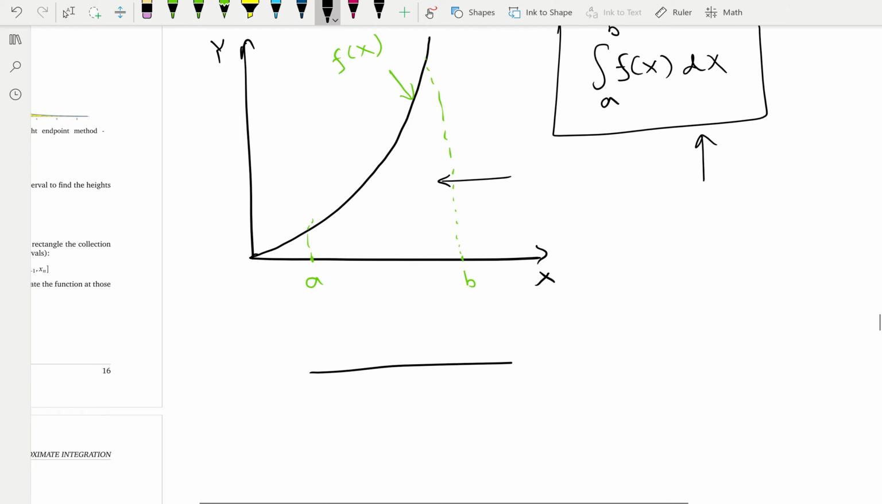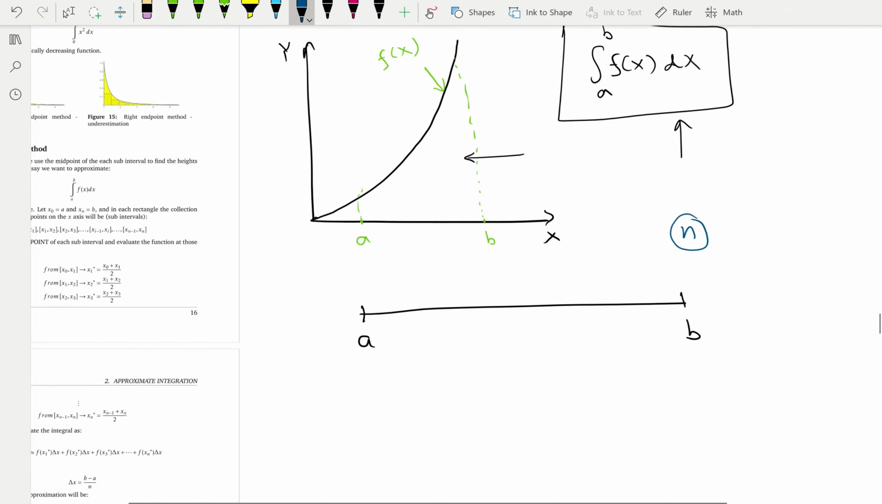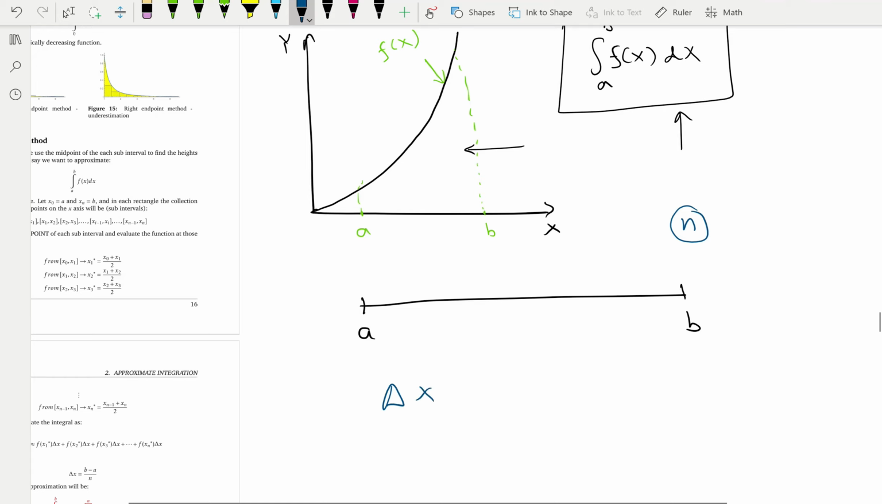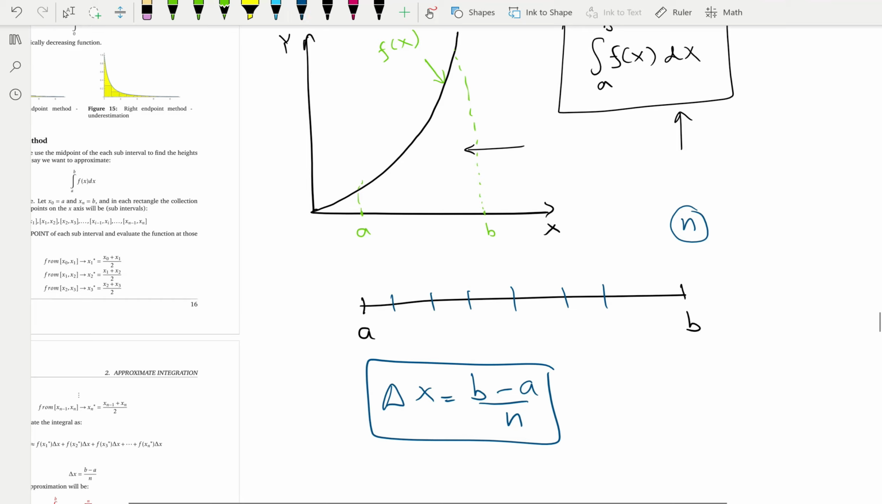So we draw the main interval, going from a to b. Let's say we need to use n rectangles. First, we find the width. Width can be found using the formula b minus a over n. And we divide this big interval into small, equally spaced sub-intervals. I'm not a good artist, okay?